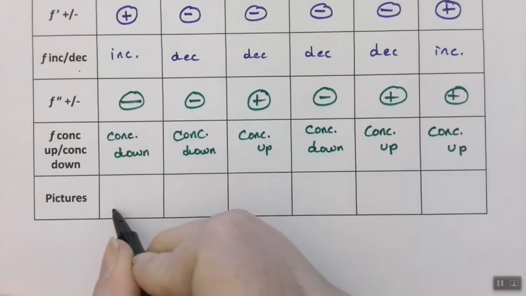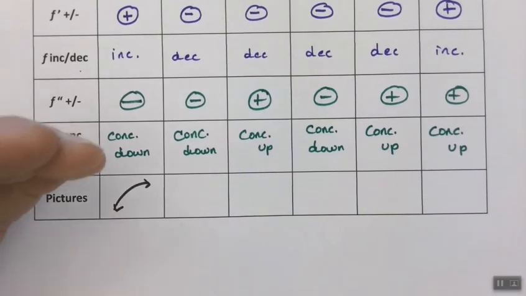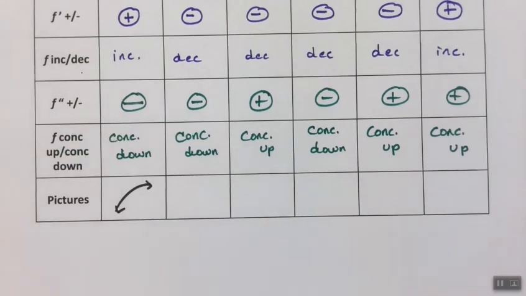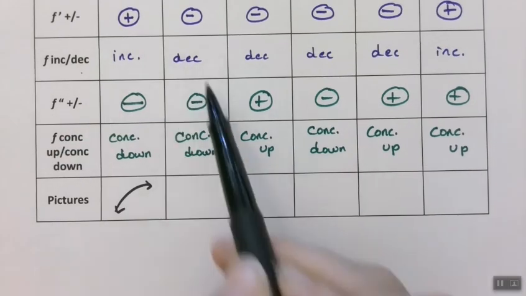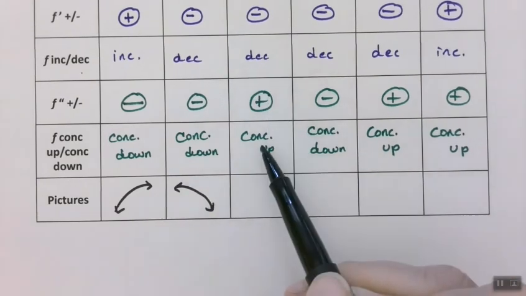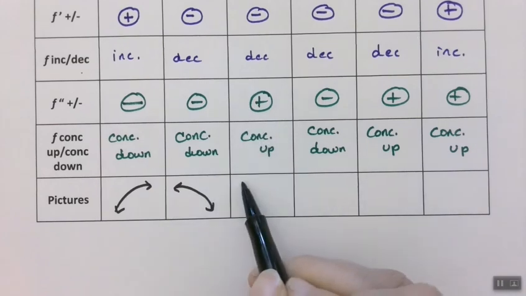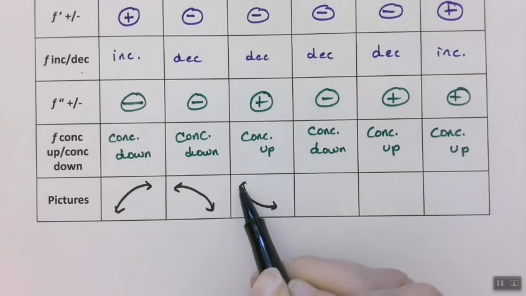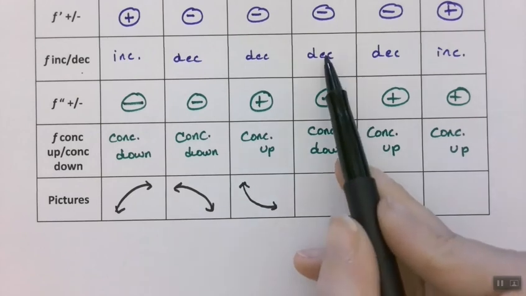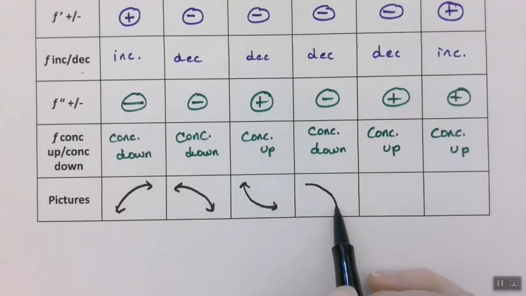That looks like this, right? It's going up, but the cupping, the bowl shape, is downward. I want a function that's decreasing and concave down. That's that. I want a function that's decreasing but concave up. So decreasing means it's going down, concave up means it's bowl shape up. So it looks like that. Decreasing but concave down again, so we've already seen that one. That looks like this.